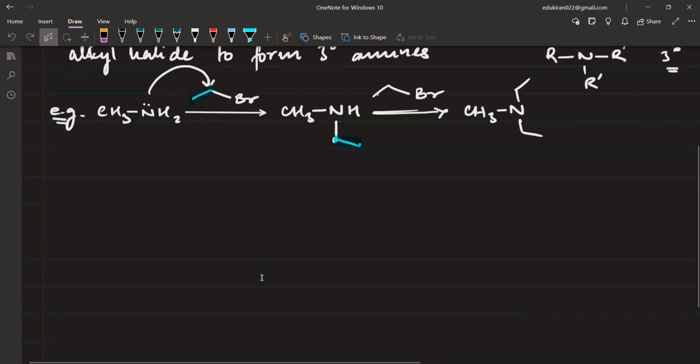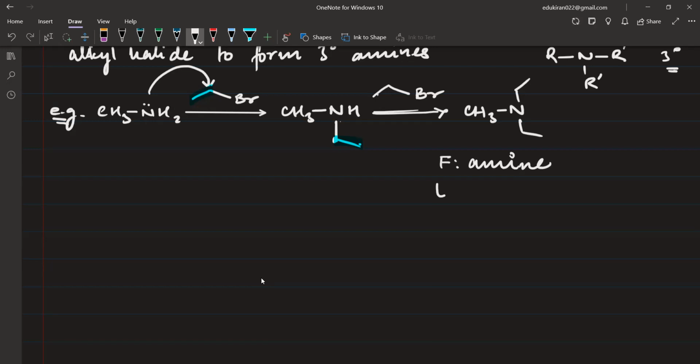Look, in this, how are we going to name it? First of all, we identify the functional group. As soon as you see a nitrogen atom which is connected with an alkyl group, any carbon atom, any alkyl chain, then this will be what? It will be amine. The functional group is amine.